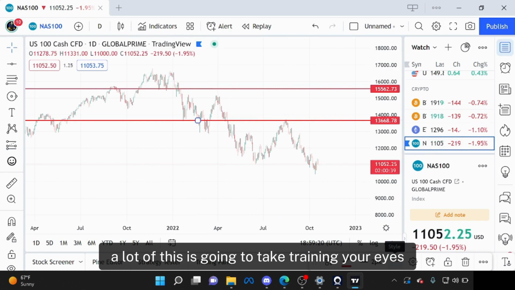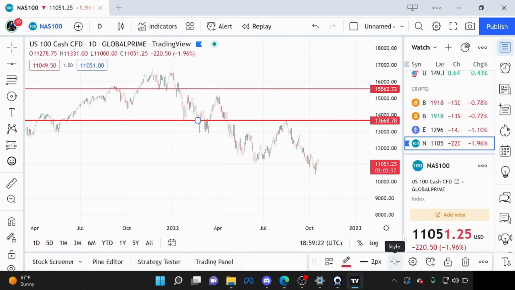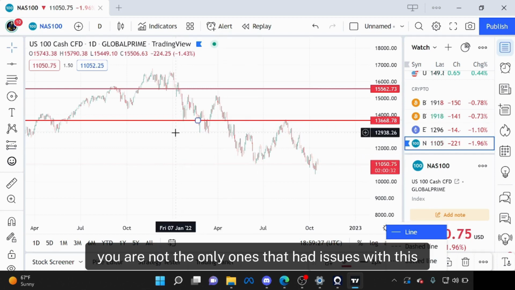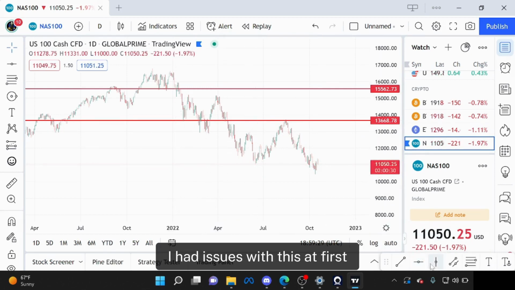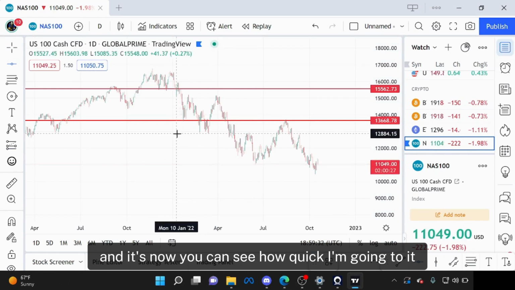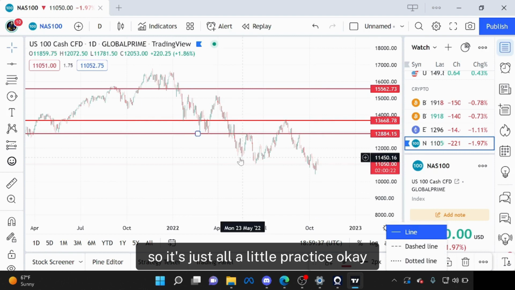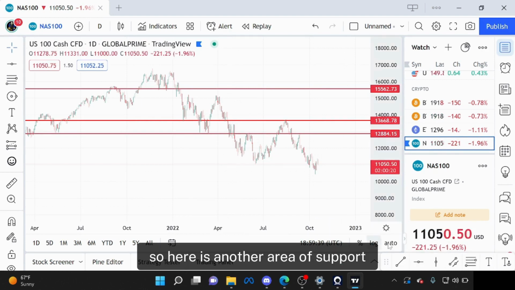A lot of this is going to take training your eyes. It's going to take training your eyes, but understand that you are not the only one that has had issues with this. I had issues with this at first, and now you can see how quick I'm going through it. So it's all just a little practice, okay? So here is another area of support.